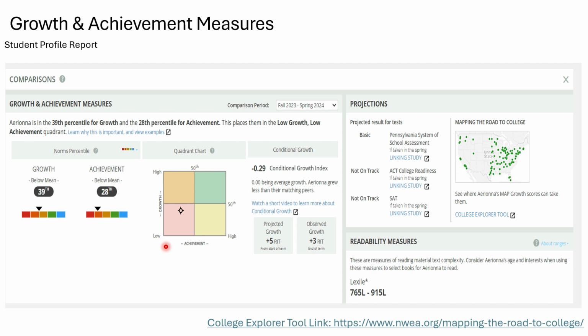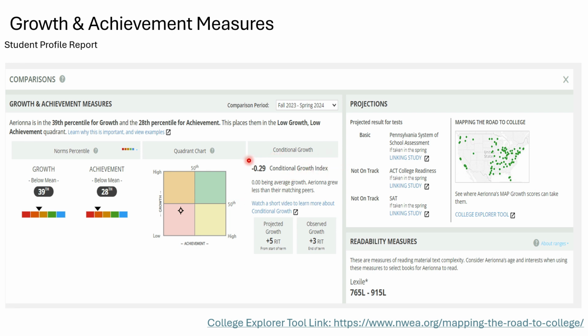It will show you where the student will rank on the quadrant report. So low achievement, low growth. We'd love everybody to be in the green, high achievement, high growth. But again, normal growth and achievement for students at any grade level is the 50th percentile.